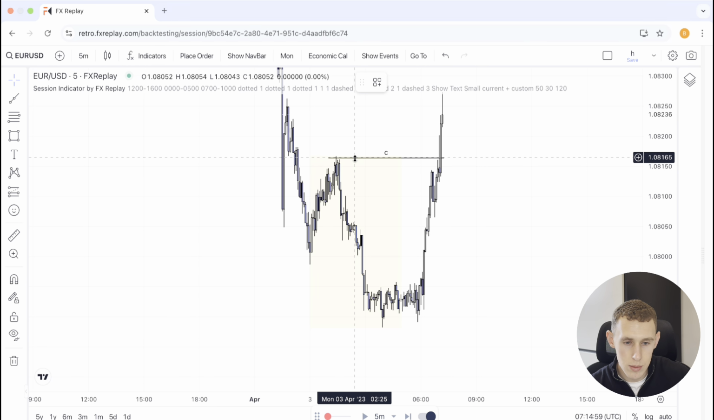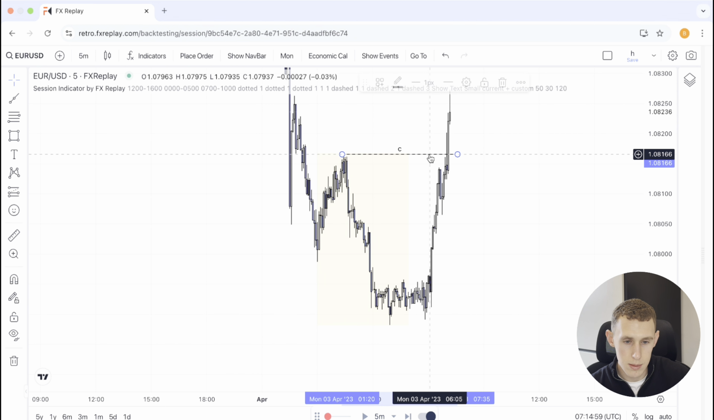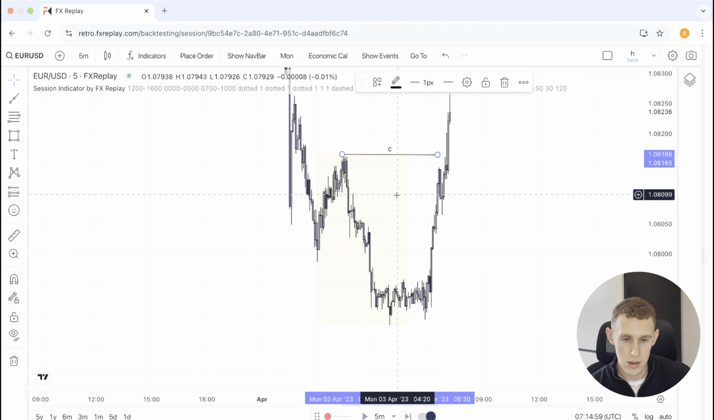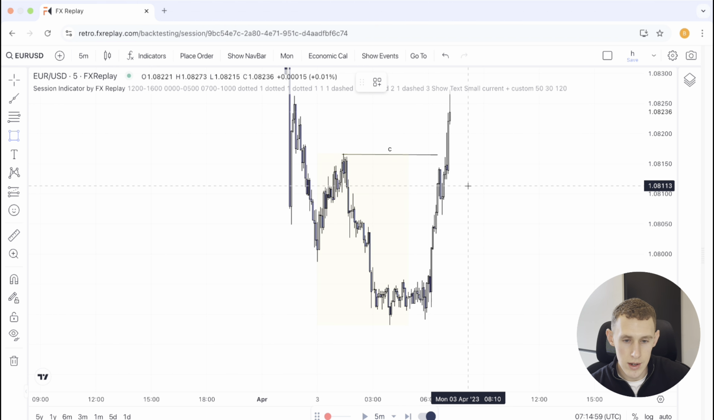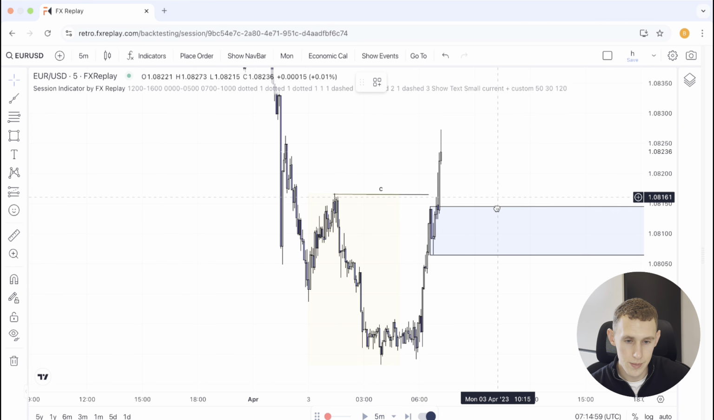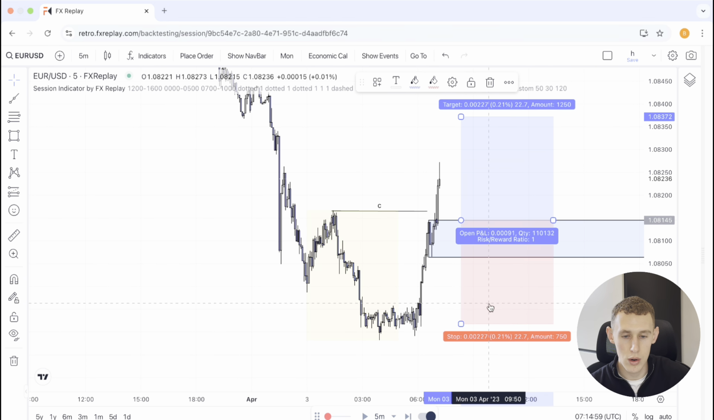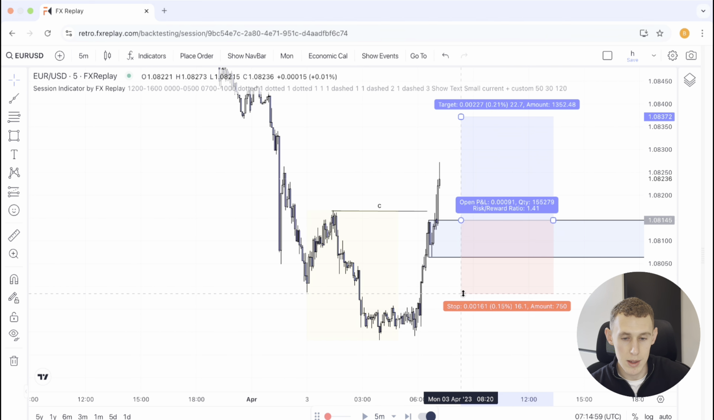In terms of areas where we could enter from, if I just move this slightly, the next entry area would be this 5-minute demand. I'm using this one just based on the momentum that price is moving with. When price is moving like this, you don't expect it to come all the way back down to one of these lower levels, and if it does, your analysis is probably wrong and price is probably still bearish.